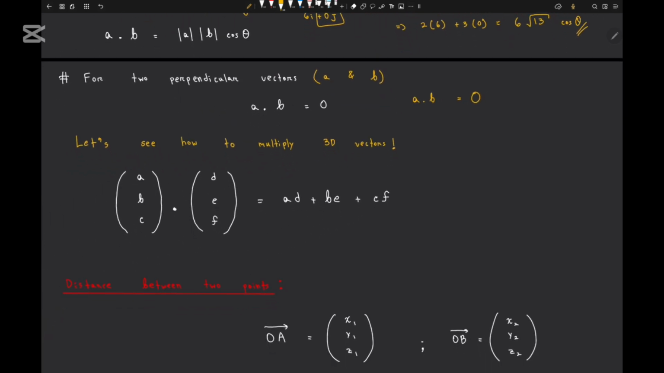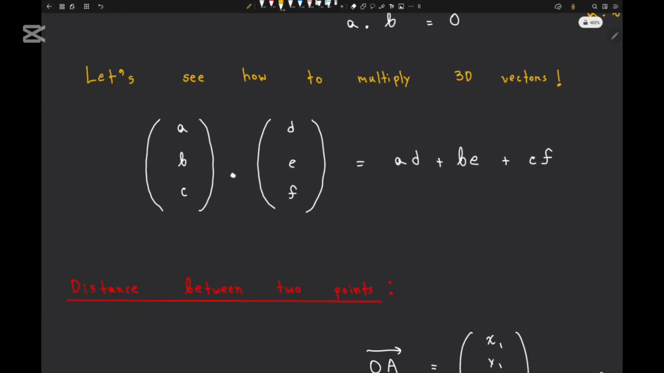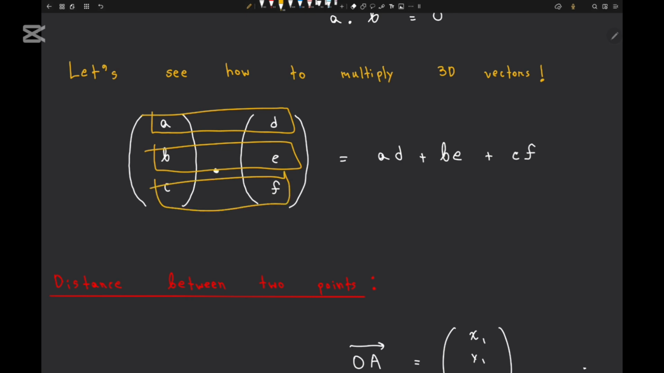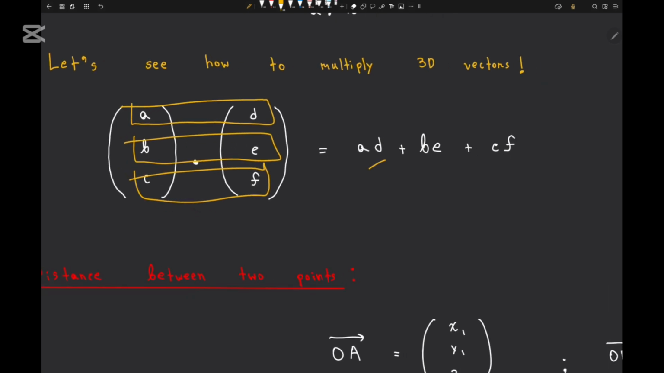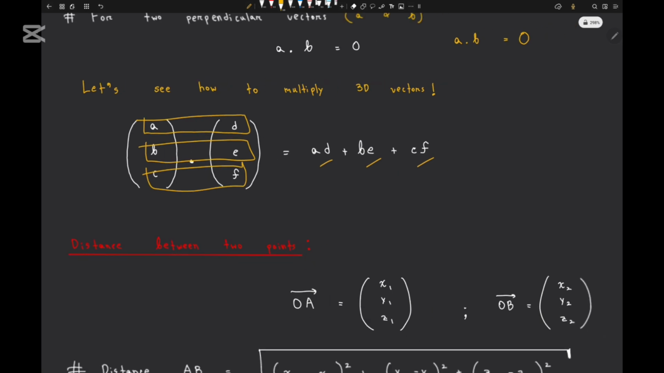Now let's look at how to multiply 3D vectors. Let's say we have two vectors, a, b, c and d, e, f. In order to multiply these two vectors, you simply multiply the corresponding values and add them all together. So it will be AD plus BE plus CF. So this will be your result.